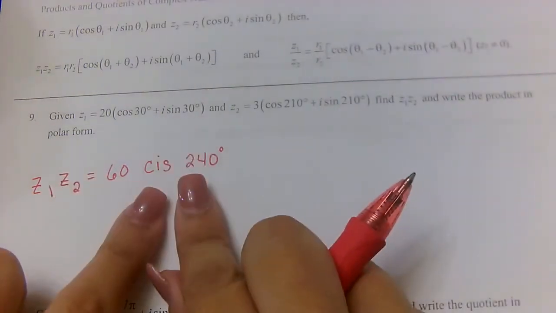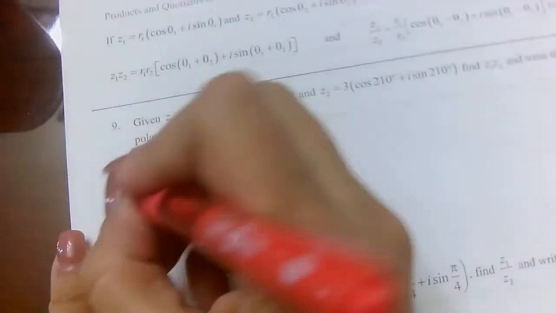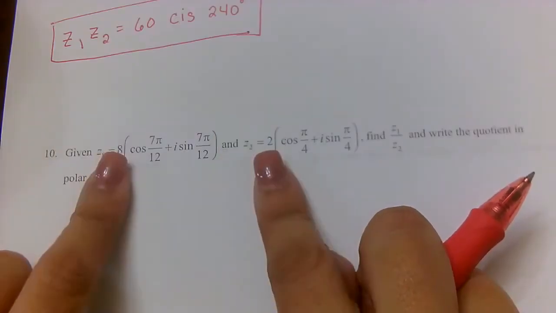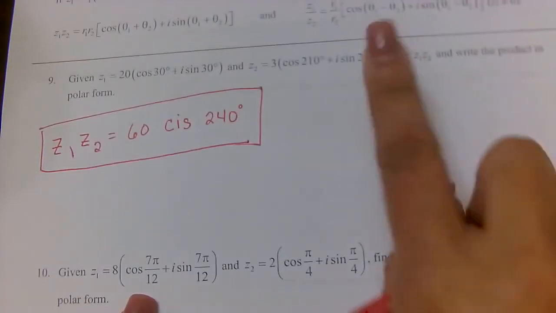Okay, you can leave your answer like this because it says to use it in polar form. So this will be our solution. Number 10 is giving us two new polar forms, and now it's saying to divide. So we're going to use that second formula.